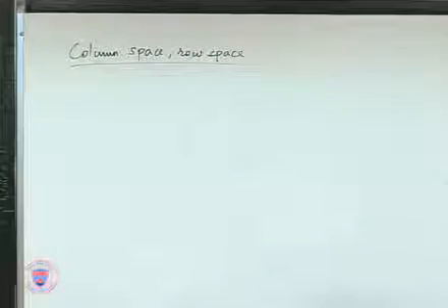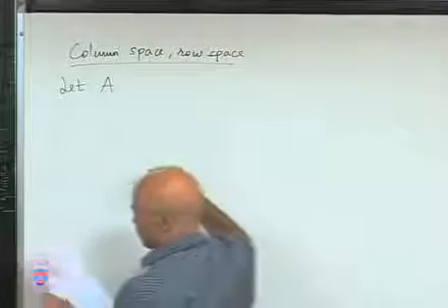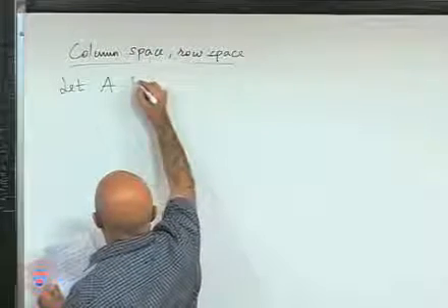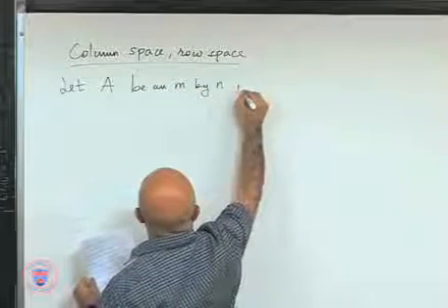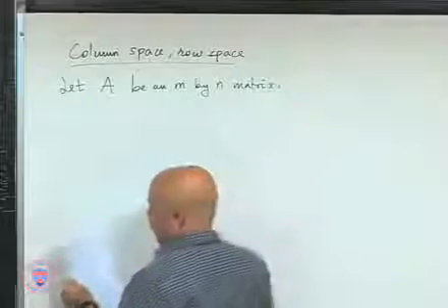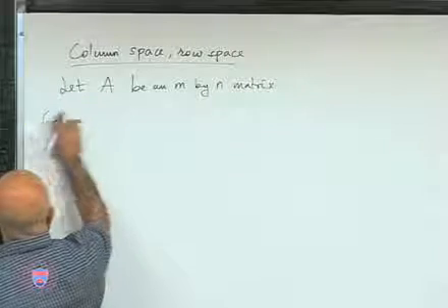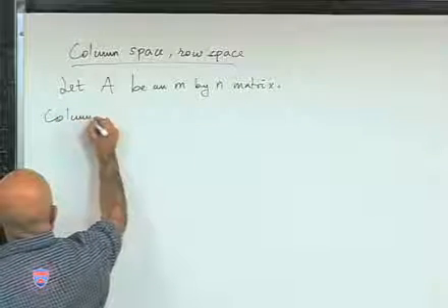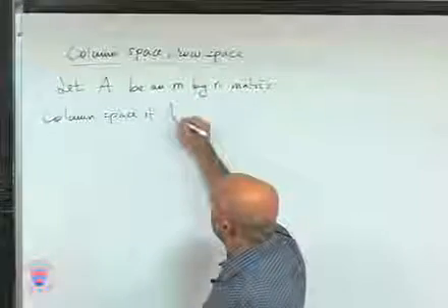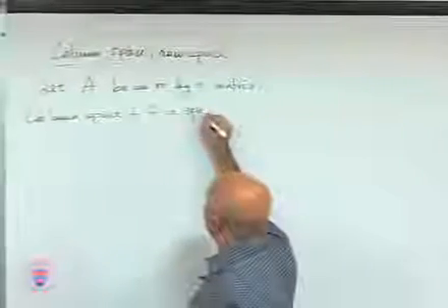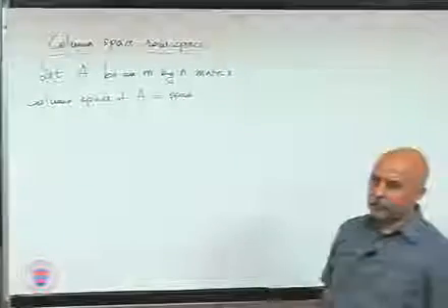Let's just briefly talk about column space and row space of matrices. So let's assume we have a matrix which is m by n. So let A be an m by n matrix. The column space of A is the set of all vectors that you can obtain by taking a linear combination of all columns of A.